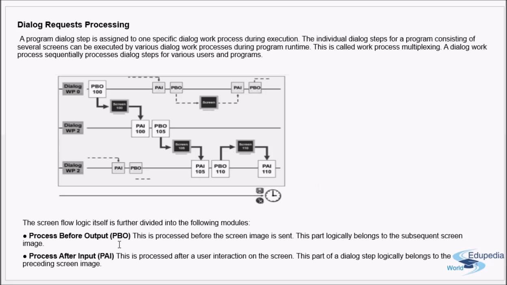So what is this PBO? This is processed before the screen image is sent. This part logically belongs to the subsequent screen image. So PBO is nothing but, once the processing in a dialog step is over, what screen will be produced as the result. This is known as PBO.